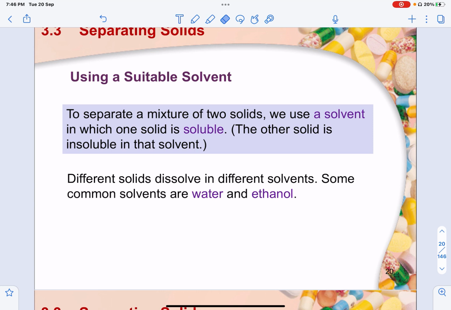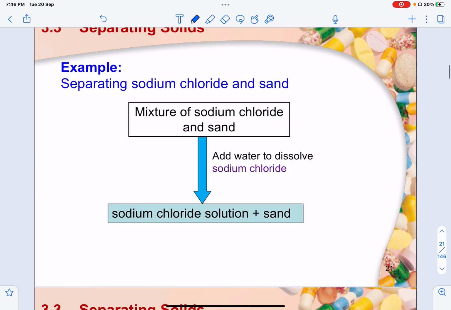Different solids are able to dissolve in different solvents, and some of the common ones are water and ethanol. Ethanol is an example of an oil kind of solvent. So let's say you have sodium chloride and sand. Sodium chloride, in layman's terms, is common household salt. And what we know is that salt can dissolve in water.